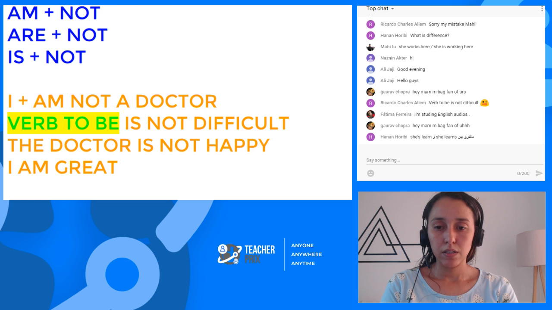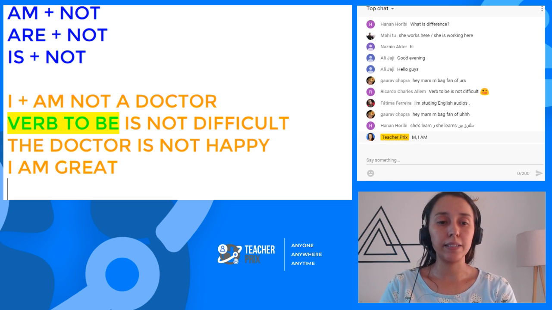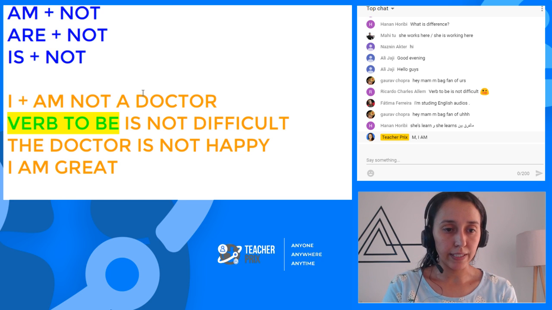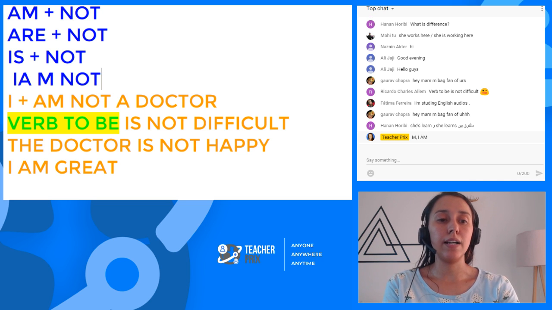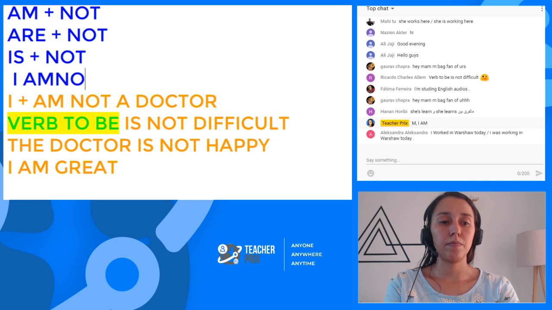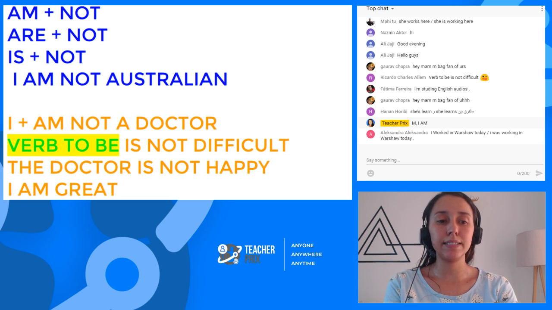Awesome. Gaurav says he's a big fan of me. So just remember, I am, just the letter M is not verb to be, okay? You need I am, if I understood you correctly. Awesome. Then we're making the negative phrase here, okay? Is not, are not, am not. So I am not Australian. I'm not. I am not hungry.